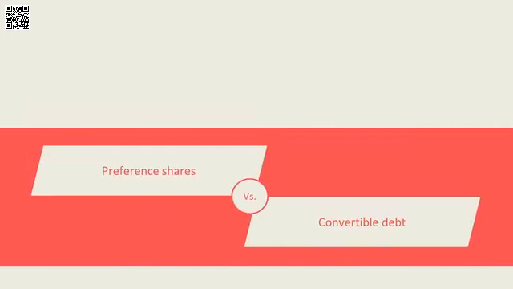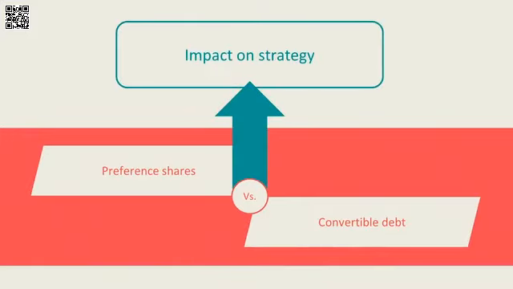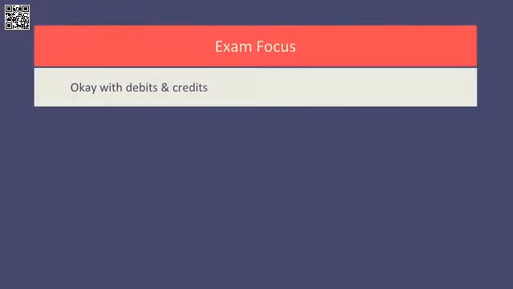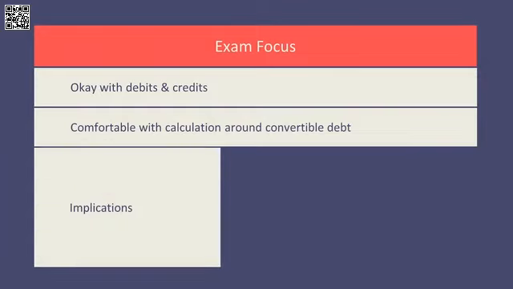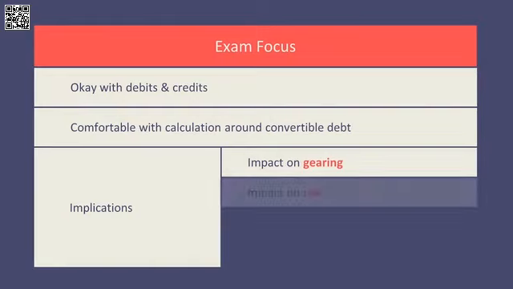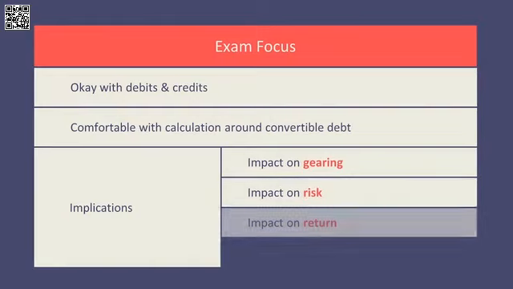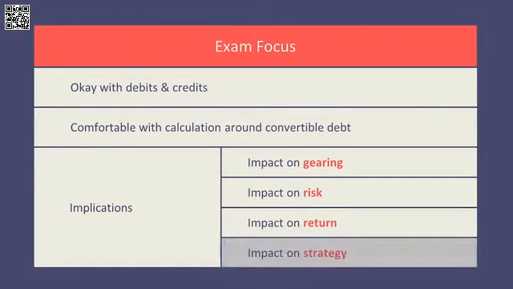So two simple instruments, preference shares, convertible debt, but we want to look at the impact of using these instruments for financing strategy within the business and the impact that these instruments have. So do make sure in preparation for the exam you're completely okay with the debits and credits, and particularly the calculation around the convertible debt, and my advice would be to learn just a little summary, which is debt versus equity. This impacts gearing. If gearing is high, risk is high. If risk is high, we need a higher return, and ultimately this impacts on the strategy of the organisation.